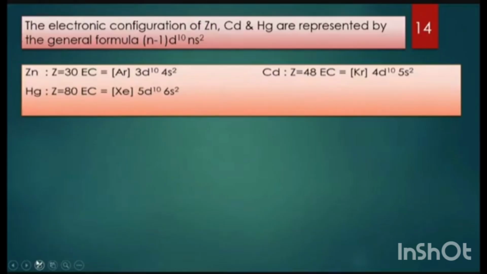If you carefully observe the electronic configuration of these three elements, one thing we will find out. What is that? They have completely filled d and s orbitals. So that is why the general electronic configuration for these three elements is written as (n-1)d10 ns2. Now let's go back to the previous one.